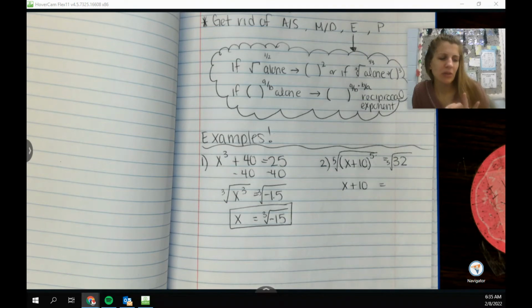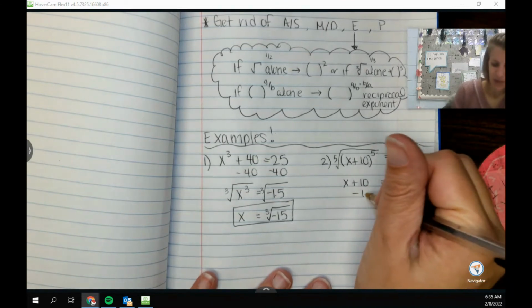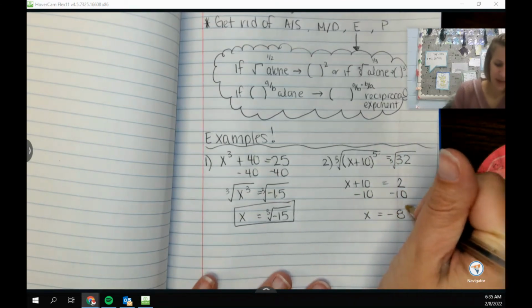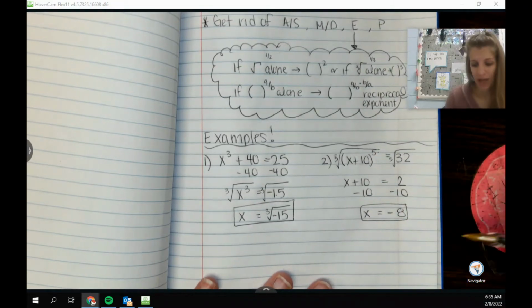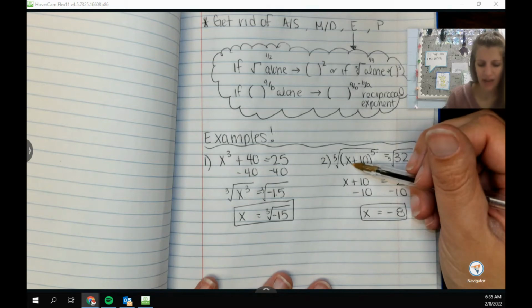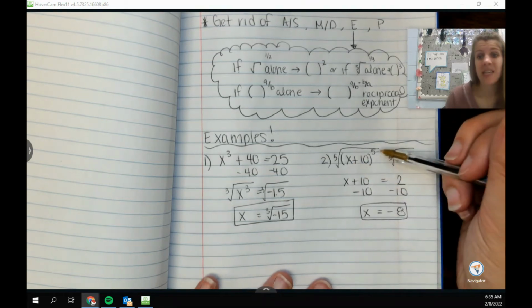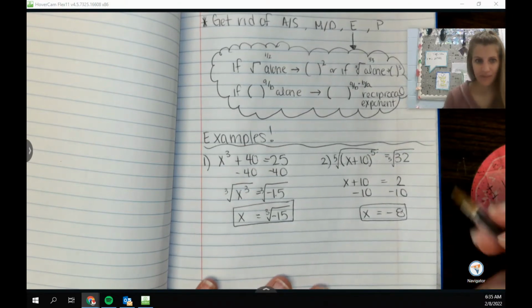And the 5th root of 32, so we want a group of 5 things. I think that might be 2. 2, 2, 2, 2, 2. Yeah, so that's 2. So I subtract my 10, and x is negative 8. And the other great thing about solving is I can know if I'm right, because if I plug in a negative 8 right here, negative 8 plus 10 is 2. To the 5th power is 32. So it all works out.